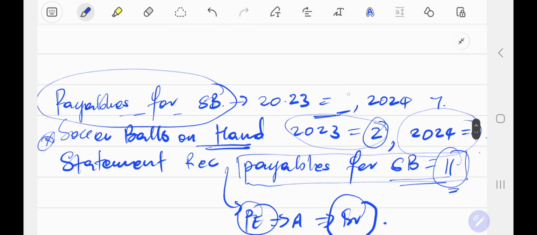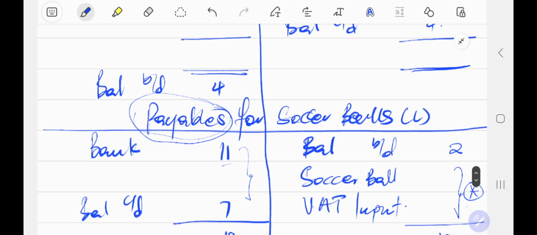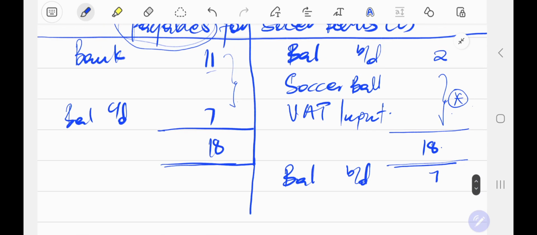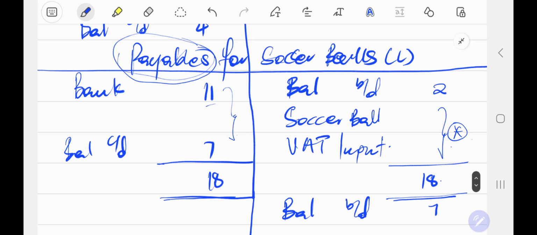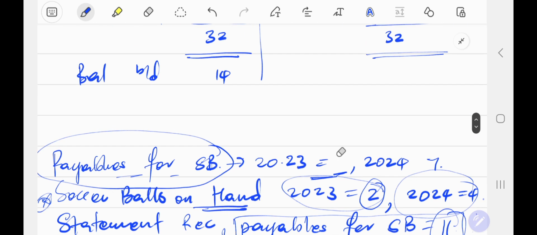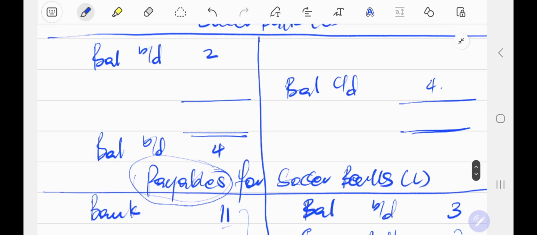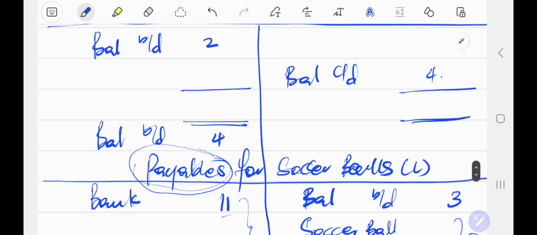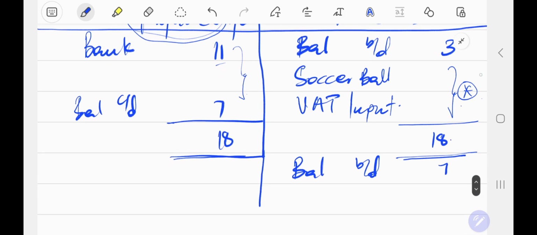Let's say the balance instead of being 5 was 2, right? So you'll say 18 minus 2. Let's say 3. Sorry, guys. Let's use 3. So you'll say 18 minus 3, and then it's going to give you 15, right? So 18 minus 3 is going to give you 15.